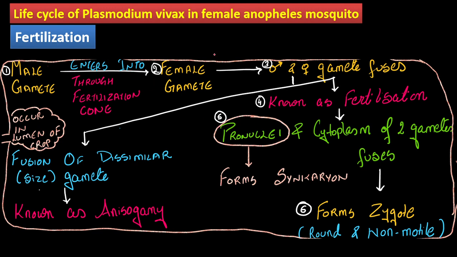See here, the male gamete enters the female gamete through the fertilization cone. So here we draw this one. Okay, it came out the same, let it be. Fertilization cone. So the male is going to enter over here. The male sperm is going to enter over here, through the fertilization cone. So the male gamete is going to enter the female gamete through the fertilization cone.